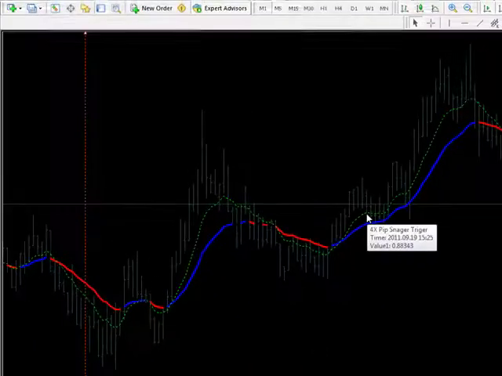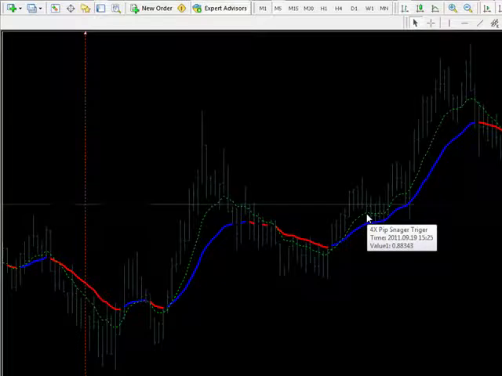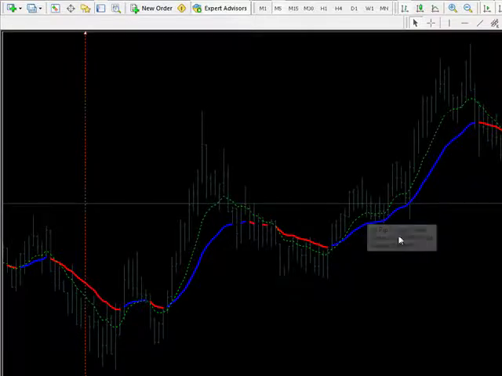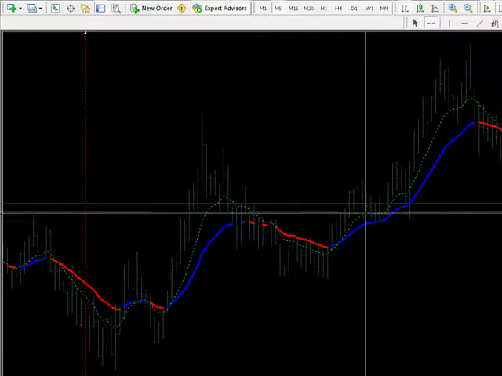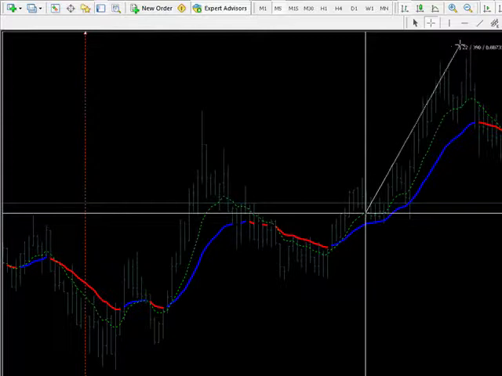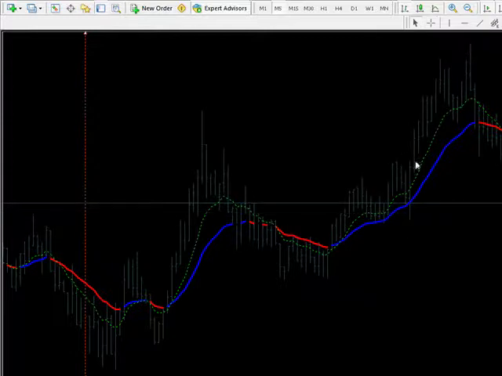Never retraced into the trigger line, but it did over here. So right here at 15:25, which is 25 minutes after 8 Eastern Standard Time, we had a buy signal right here. So our stop would have been around 20 pips, and you got about 40 pips to the top. So you got a 2-to-1 ratio, and it would have worked out well for you.